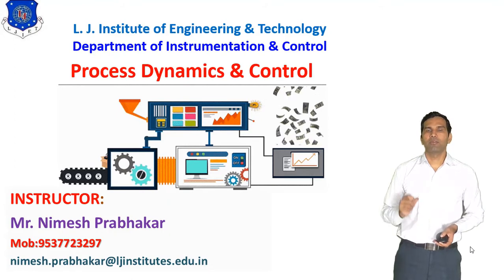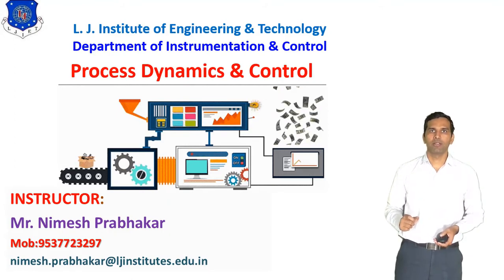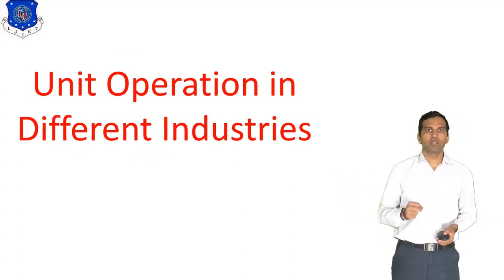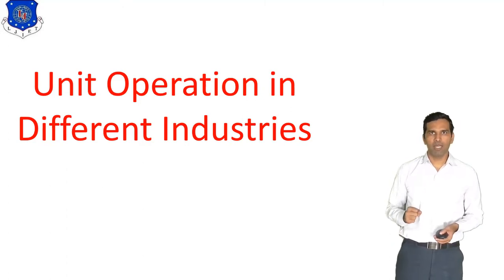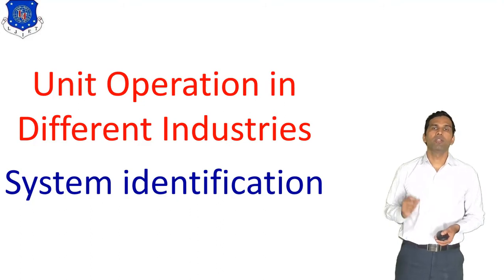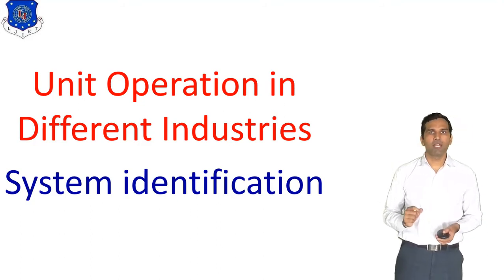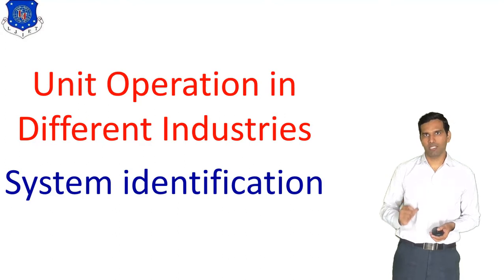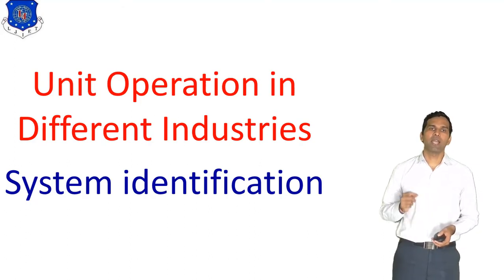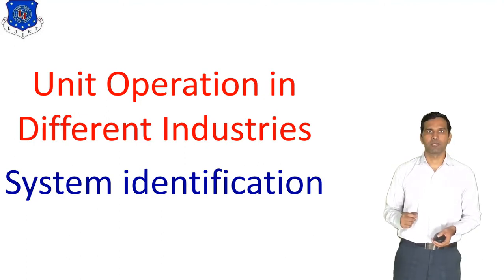Now in this lecture we start a new chapter, chapter number 7, unit operation in different industry. So in this lecture mainly we discuss system identification. We will learn what system identification is, why we require system identification, and what the uses of system identification are. So we discuss all this in this lecture. So we start with system identification.